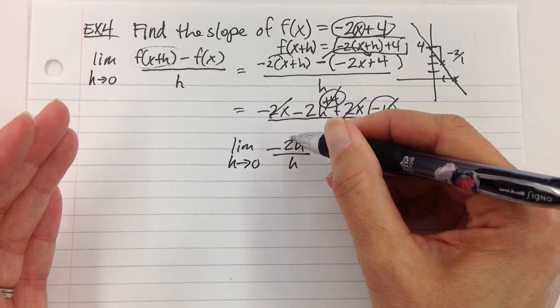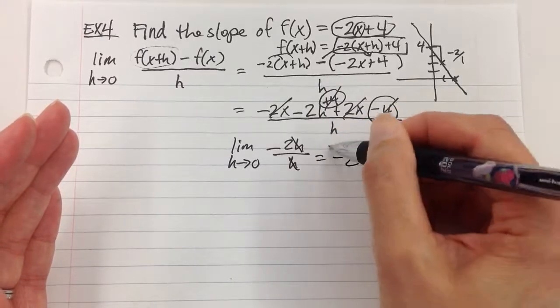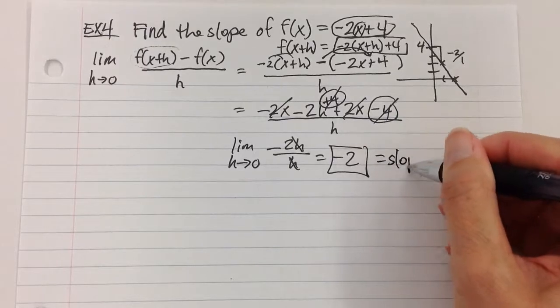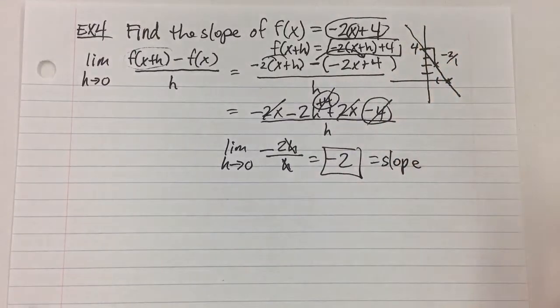Well, the h's we can cancel out, and we just get -2. We didn't even need to plug in the h. So this is our slope of our tangent line. You know, the tangent line is the line.